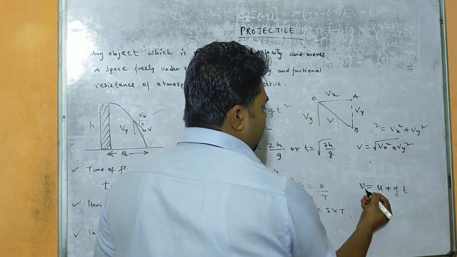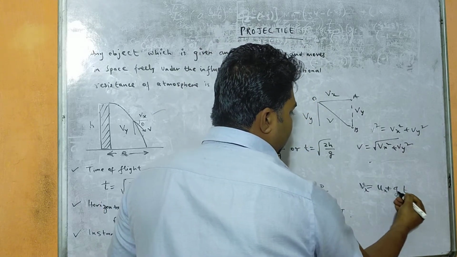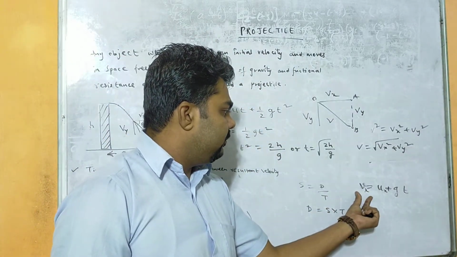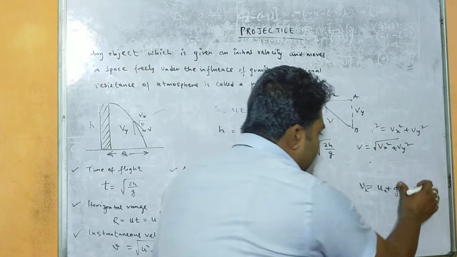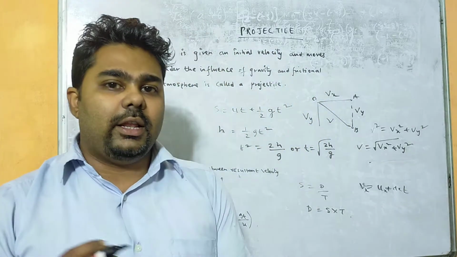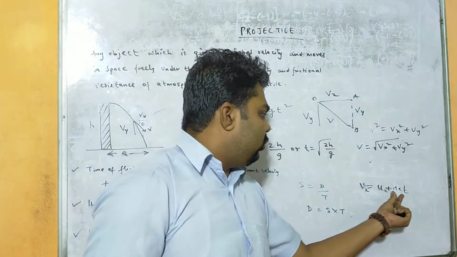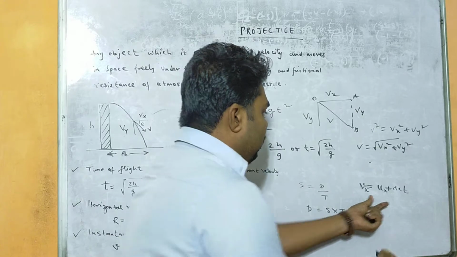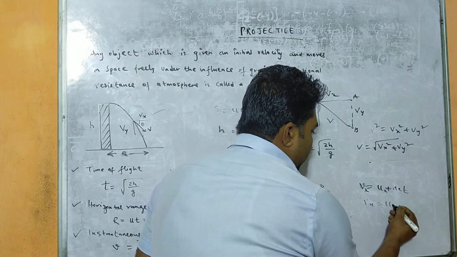So first we will find Vx, that is Vx equals to ux plus axt, because that is the acceleration along the horizontal direction. The acceleration along the horizontal direction is 0, that means 0 into t is 0. So Vx equals to ux, right?